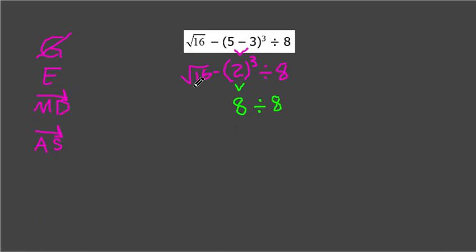Oh wait, I do have another exponent. I have a square root. I can do that in my exponent step. So the square root of 16 is 4. And then I can bring everything else down. So now I'm done with my exponents.